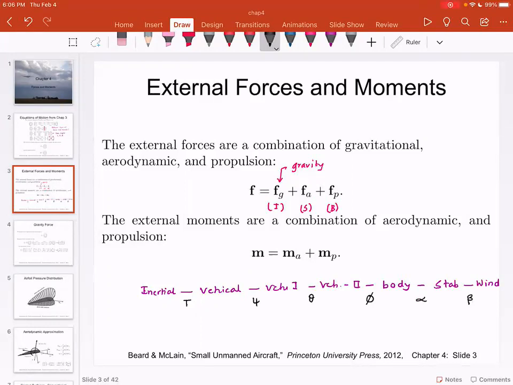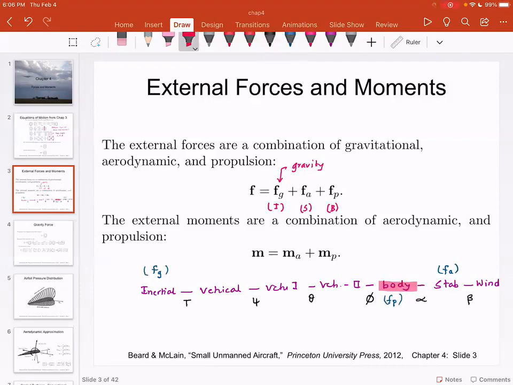Even though this is a vector equation for forces, the forces are in different frames. Fg is in the inertial frame, Fa is in the stability frame, and Fp is in the body frame. Dollars to dollars, pesos to pesos: you cannot directly add dollars to pesos, which means all these forces should be in a consistent coordinate frame. The frame of choice is typically the body frame. So we transfer the aerodynamic forces and gravitational forces to the body frame, and then solve the differential equations of motion.